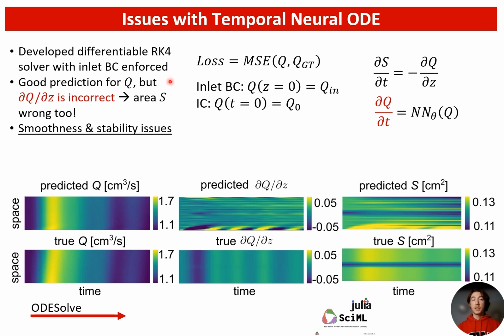Using this, we managed to get good predictions for the flow rate Q, as shown here with the spacetime diagrams. However, our predictions for the spatial derivative of Q, dq dz, were way off. And the spatial derivative dq dz directly appears in the continuity equation. That means when we are solving for the area S, we also get incorrect results. We refer to this as the smoothness and stability issues with the temporal formulation.